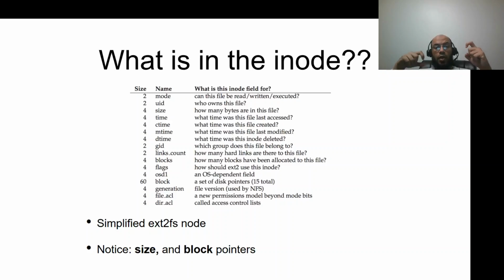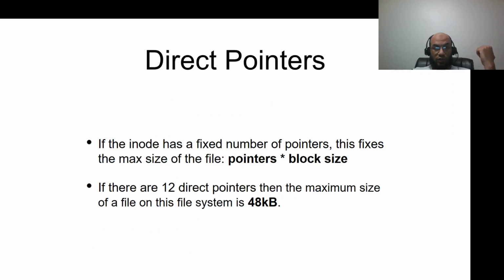Suppose that now your file can have 15 multiplied by 4 kilobytes, so the total file size is 60 kilobytes. We'll talk about how to improve that later. There is also a file version, and a new permission model beyond mode bits, called access control lists. So if the inode has a fixed number of pointers, this fixes the max size of the file. The maximum size is the number of blocks that you link to in the inode, which is your number of pointers, multiplied by the block size.